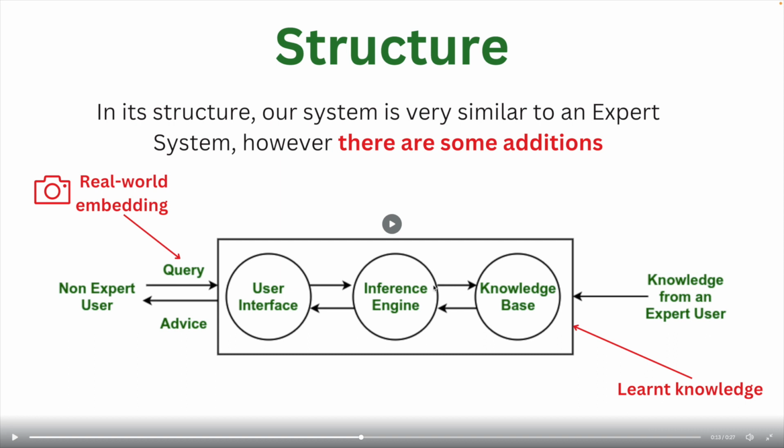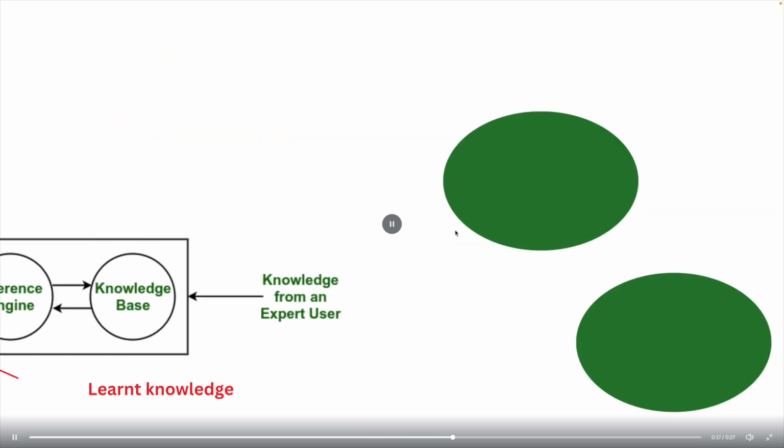Now, moving on to the structure of the program, we can see that it's similar to an expert system. However, there are two main differences from this which make it an intelligent system. You can see them in red. The first one is that the knowledge base is fed not only by the knowledge of an expert, which in our case is the labeled data, but also by the knowledge acquired with the neural networks. And the second component is that our system has a real-world embedding, which allows the user to interact with the system. And in this case, that will be the camera from the laptop.